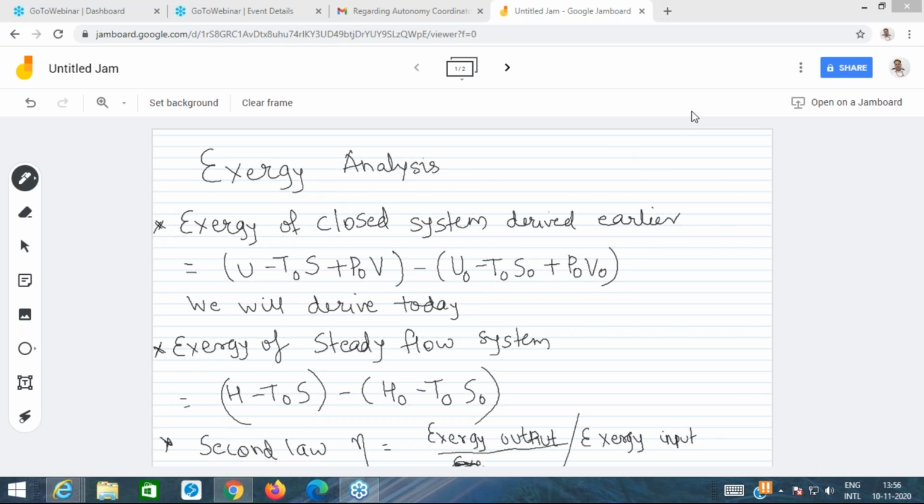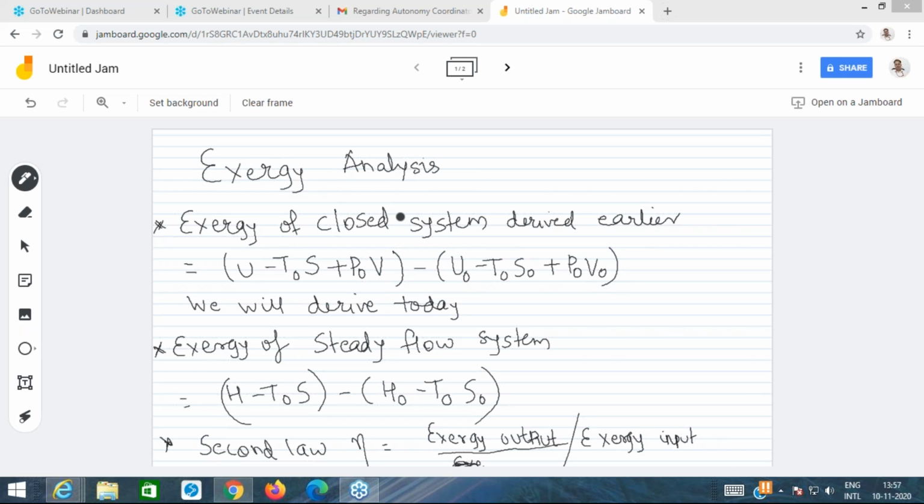Thank you. Okay, so you are able to see my board, and the plan of the lecture is written there. What we had discussed was a derivation of exergy of a closed system. If you see the blackboard, I had written the expression of a closed system which was derived earlier, the expression for exergy or available energy of a closed system, which you need to remember.